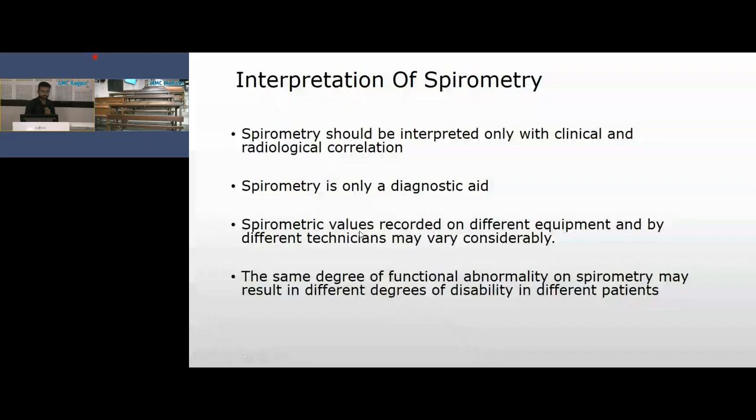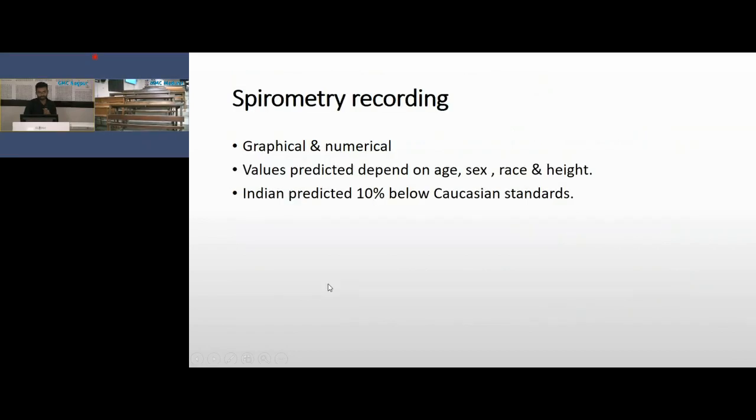Now, interpretation of spirometry. Spirometry should be interpreted only with clinical or radiological correlation. It should not be based totally on the values of the spirometer. There should be matching with the patient's clinical and radiological reports. Spirometry is only a diagnostic aid. Spirometry values recorded on different equipment and by different technicians may vary considerably, and the predicted values also depend on age, sex, race, and height. And Indian predicted values are always 10% below the Caucasian standards.